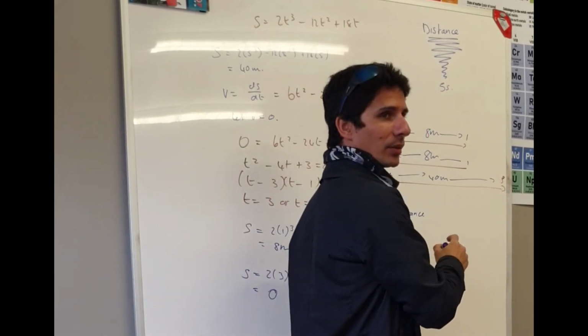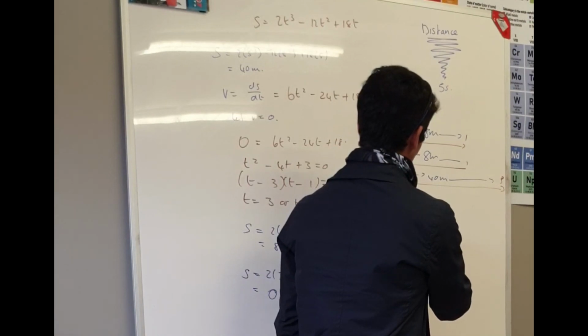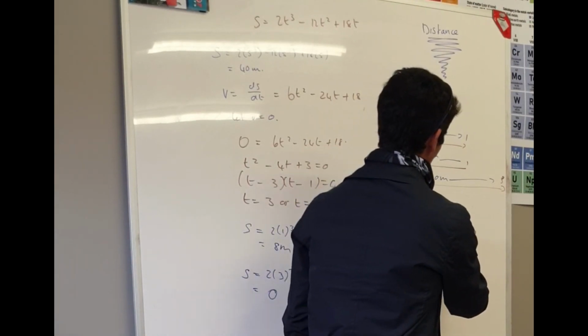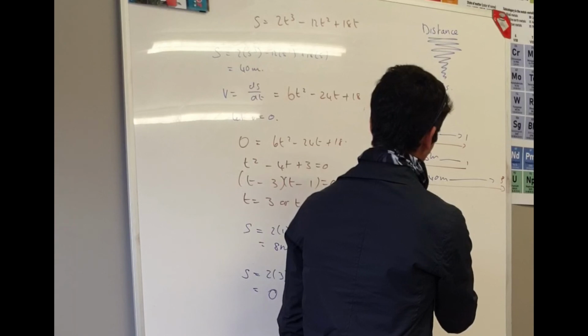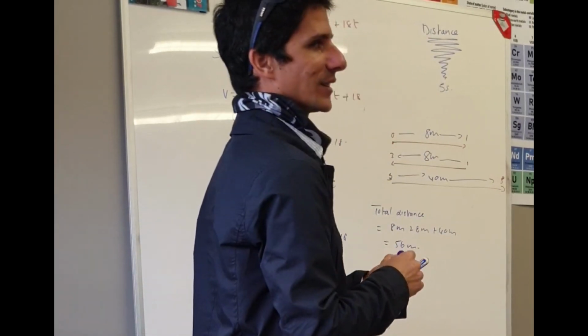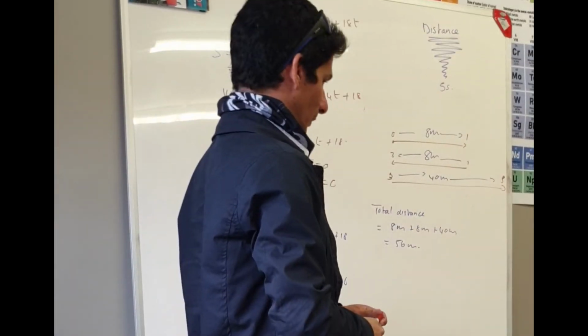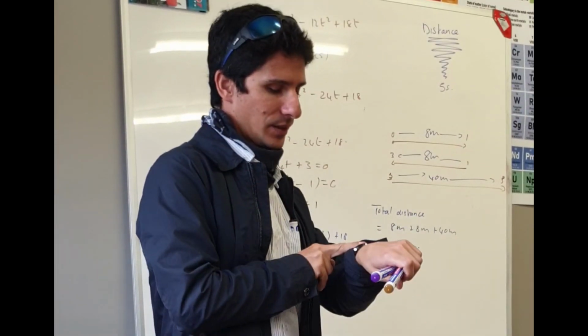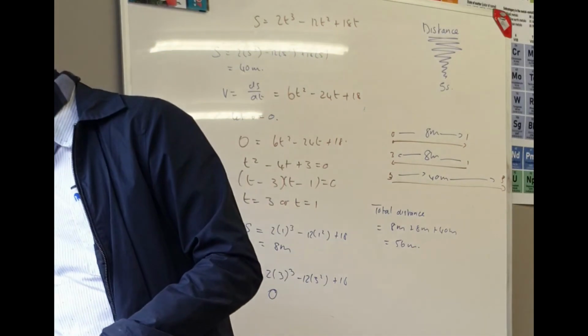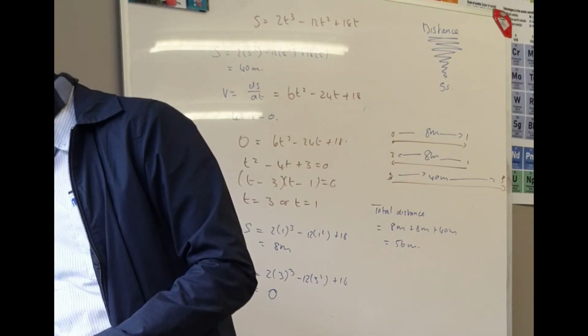Can we just add them all up? 8 meters plus 8 meters plus 40 meters, that gives me 56 meters. So how far did Bob Jr. walk? 56 meters. Bob Jr. is very fit.